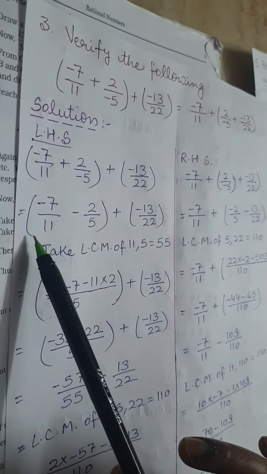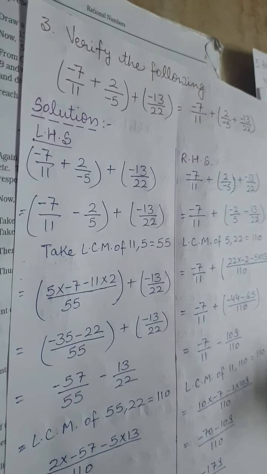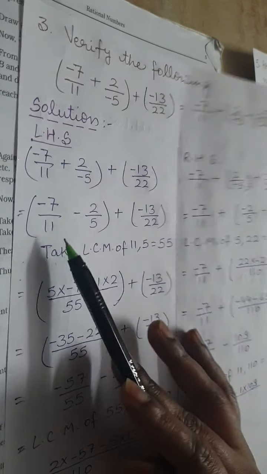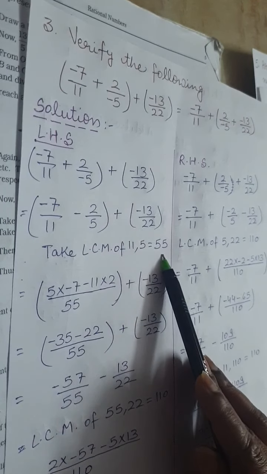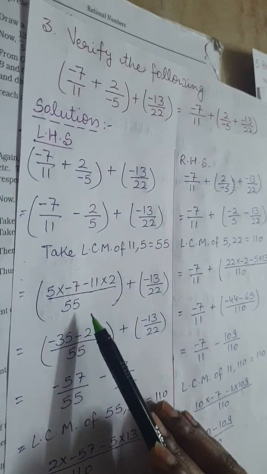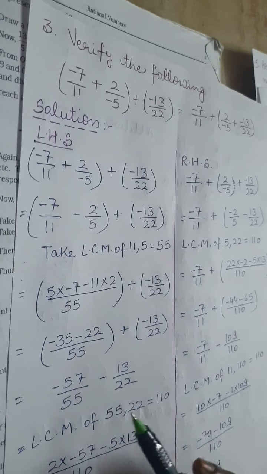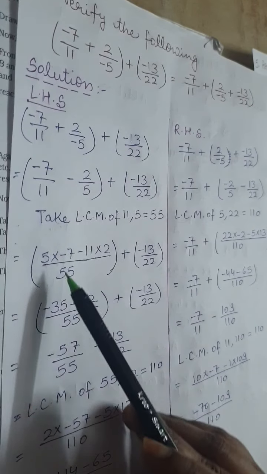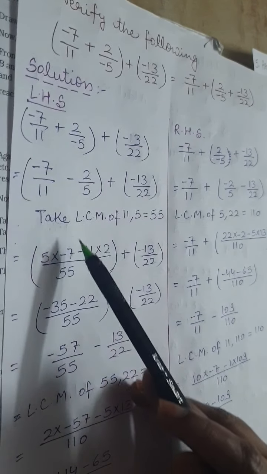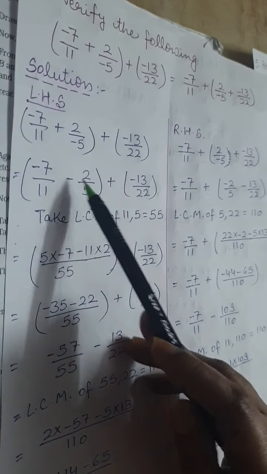First, in this question we have to first solve the bracket. What we have to do? We have to first solve the bracket. So we are taking LCM of 11 and 5. What we get? 55. The same procedure we are following as we have done earlier. The LCM is 55. 11 5 ja 55. 5 multiplied by -7. Then negative sign.